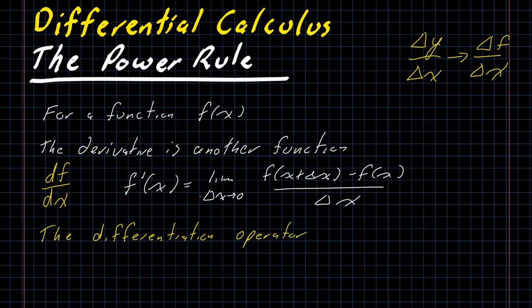This other notation is from, or more powerfully used as, what's sometimes called the differentiation operator. We can write d over dx, square brackets, f of x, is equal to f prime of x.